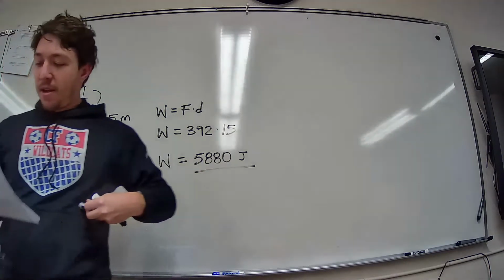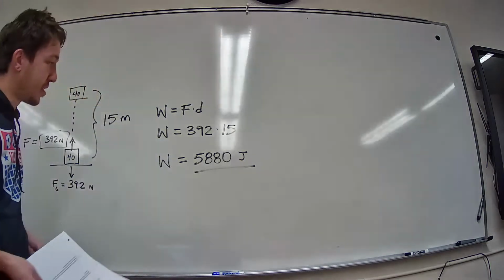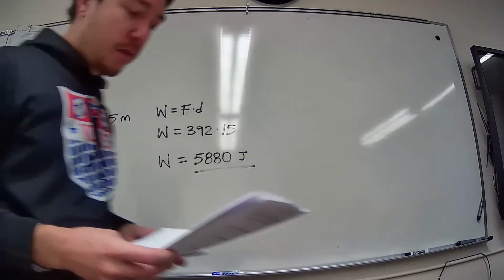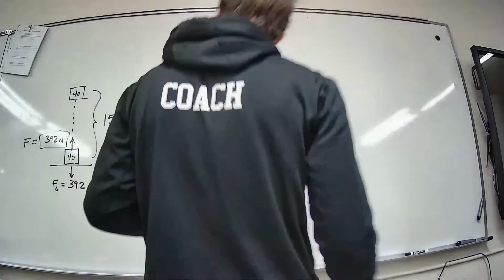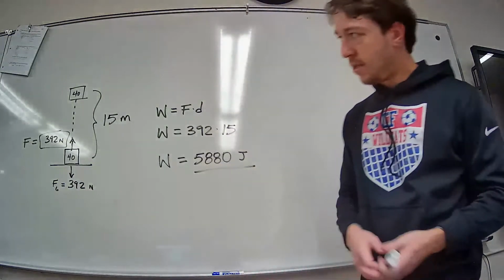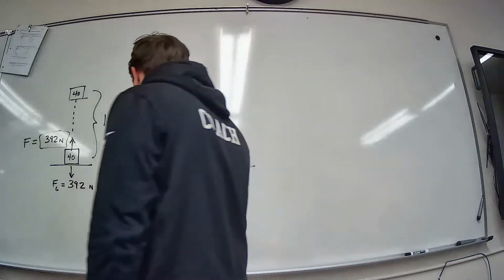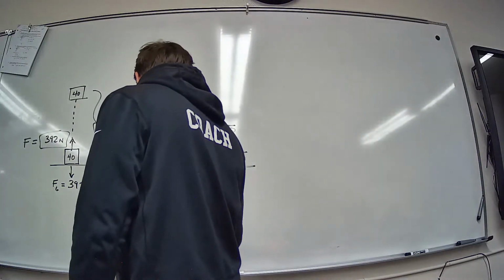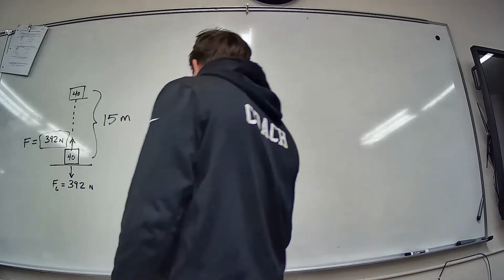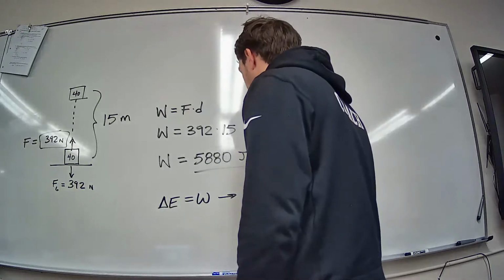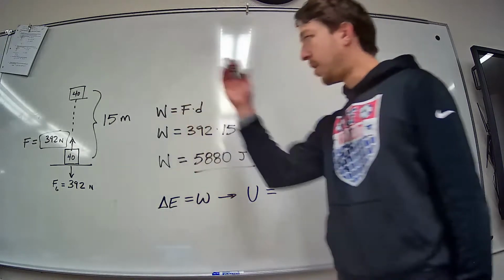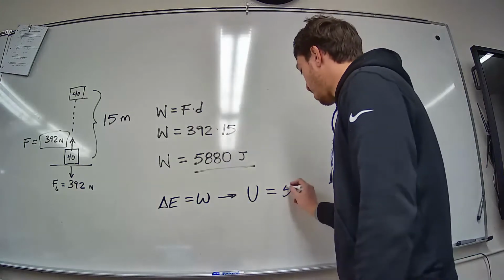chemistry. Okay. How much work was done? That number. Okay. What's the blocks? Now, for part C, there's two ways to think about that. One is that, well, I know the work energy theorem. The change in energy is equal to the work. So therefore, the potential energy is just that number.